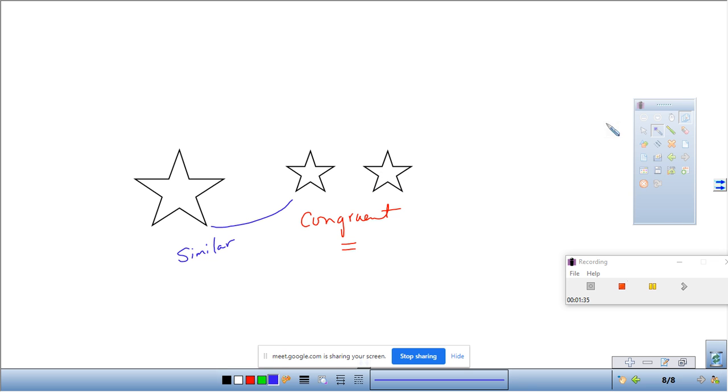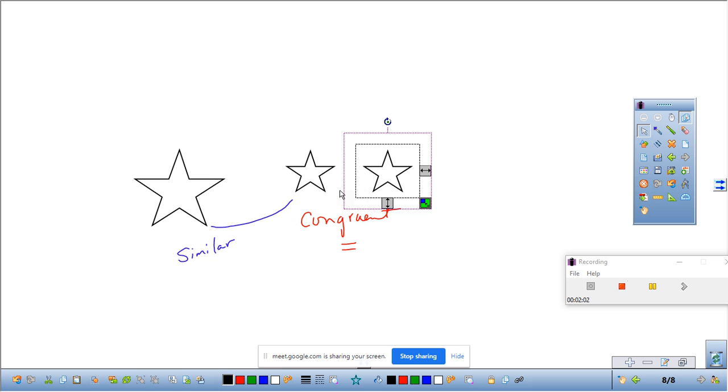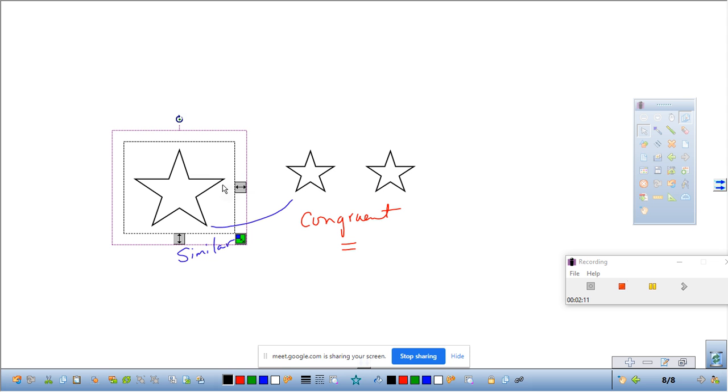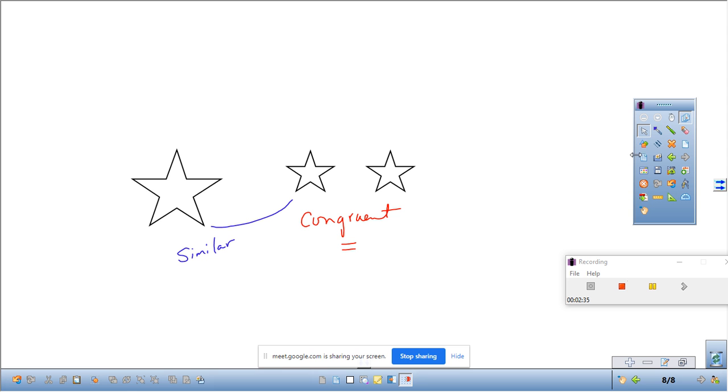If I were to get this one right here and put it on top of the other one, exact same size. That's congruent. If I were to get this one over here, they are not the same size. But I'll tell you this much, the angles remain the same. Any angle I put together or match up, like look at the corners right there. So we're going to keep that in mind as we do this lesson.